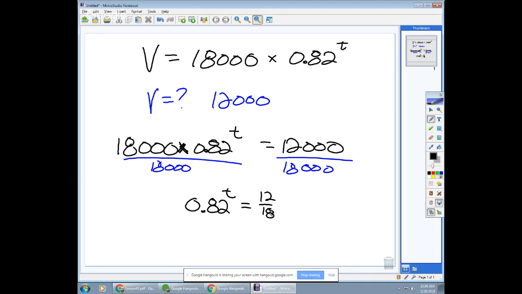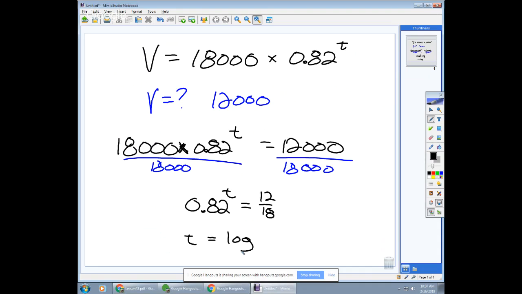There's two options. Log, yeah. To get the exponent out, we need a logarithm. Okay. So t is the exponent. It's going to be equal to what? The log. Okay. And what is that, Emily?